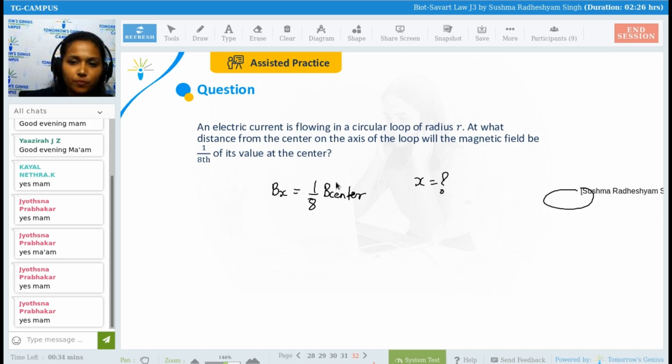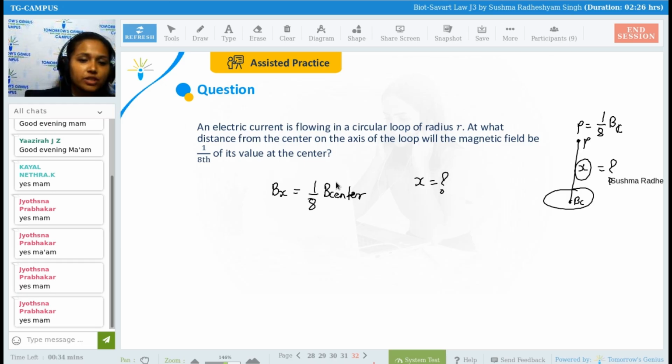That means if this is a circular loop, there x is present. So they say the magnetic field at point P is nothing but 1/8 of the magnetic field at the center. So what is x? First of all, is the question clear? Question clear to you, friends? Question clear to you? Okay.